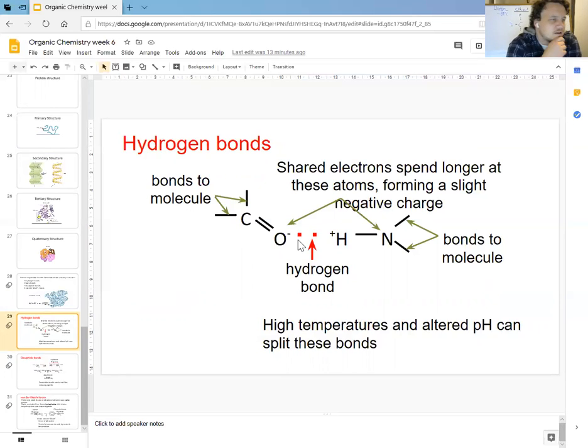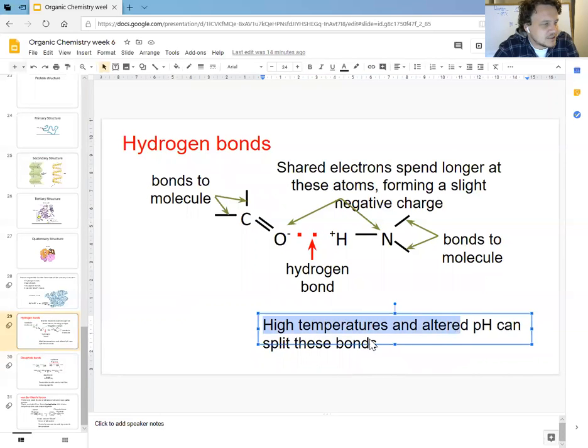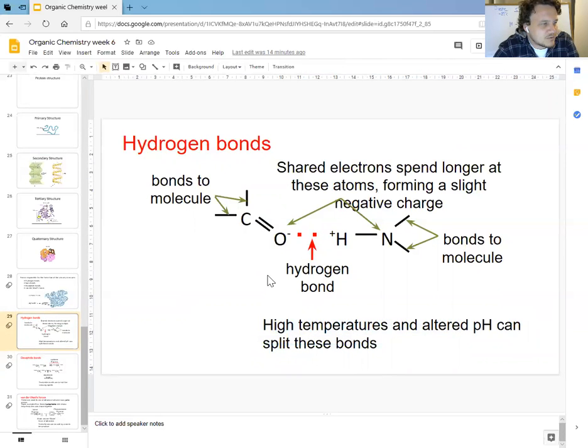So when we're talking about hydrogen bonds in proteins, it forms between the negatively charged oxygen here, between oxygen and carbon, and then we have nitrogen and hydrogen here. So it's not that typical one that we talked about, it's a bit more complicated, but the principle is the same. You have a positively charged hydrogen and a negatively charged oxygen that has spare electrons that are non-bonding. So high temperatures and altered pH split this bond and you denature the protein.